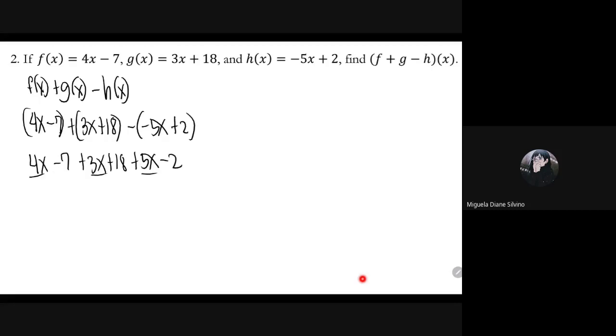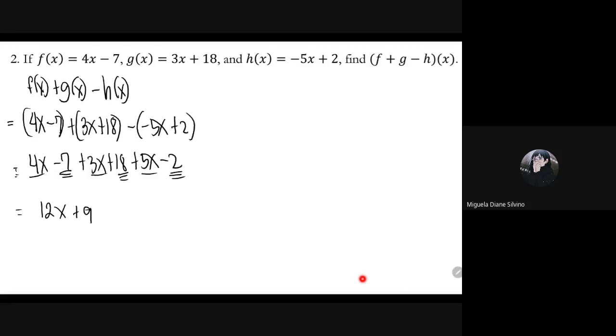Similar terms are here: 4x, 3x, 5x. So that will be 4 plus 3 is 7, 7 plus 5, that's 12x. Here, tsaka ito, pag pinagsama-sama natin yan, negative 7 plus 18, that's positive 11. Positive 11 minus 2 is positive 9.